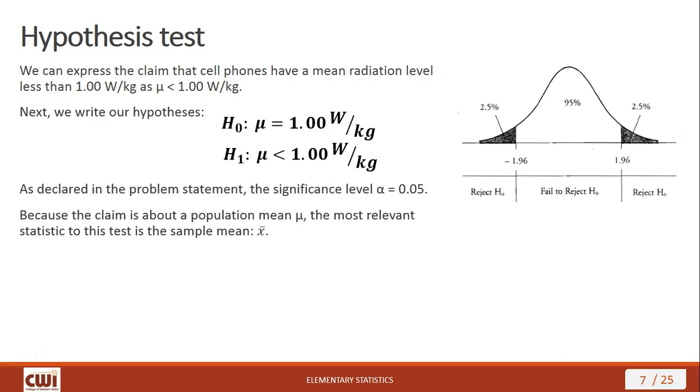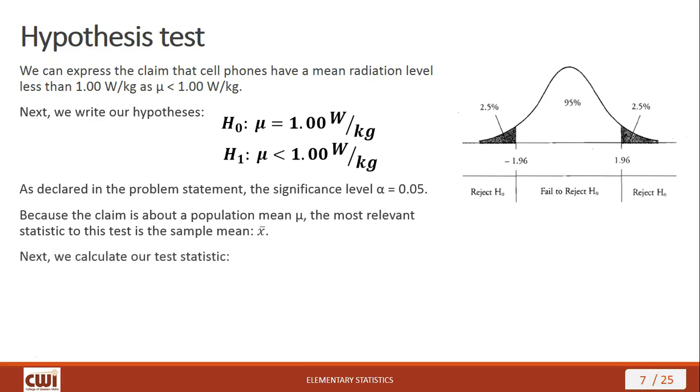Because the claim is about a population mean, the most relevant statistic to this test is the sample mean, x bar. Why is that? Well, because remember, the mean is an unbiased estimator. So the sample mean will target the population mean. This makes it the most relevant statistic for this test.